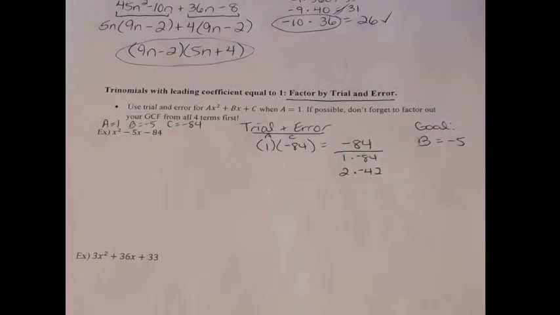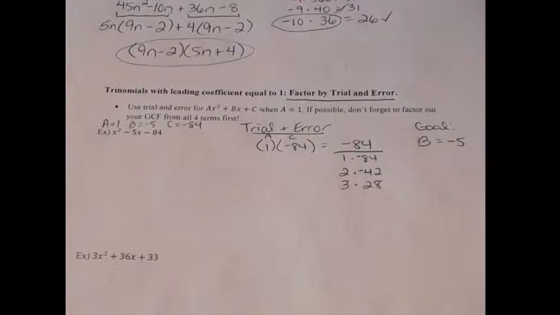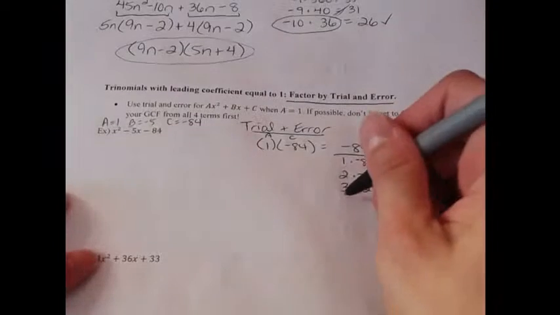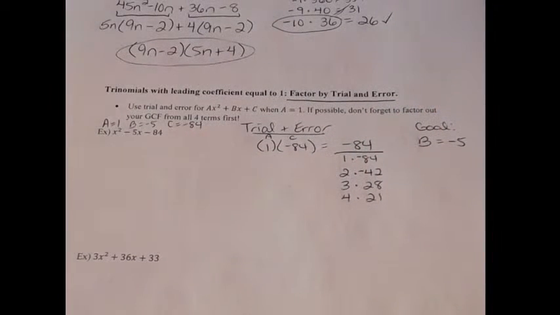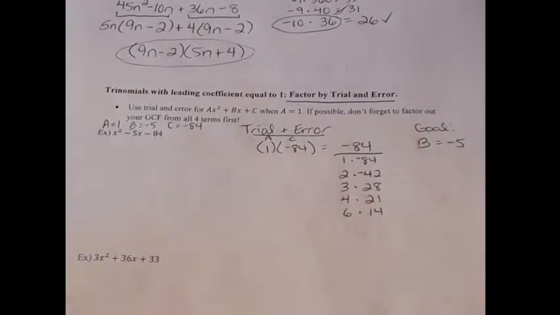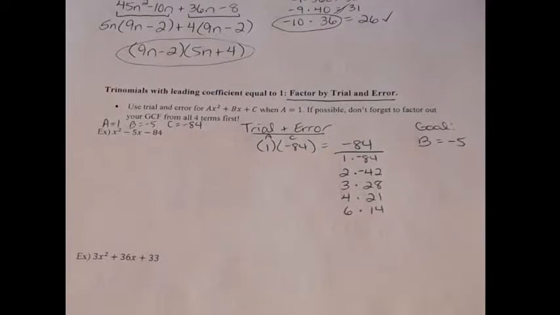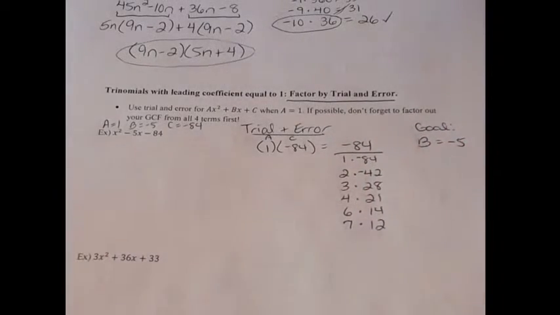And then we can do 84 divided by 3. That's 3 and 28. We're getting there. 84 divided by 4. That's going to give us 4 and 21. We're almost there. Let's try 6. 84 divided by 6. That's going to give us 6 and 14. And then let's try 8. 84 divided by 8, nope, that won't work. So we've got 6 and 14. Aha. So we have 7 and 12. Very nice. So we're going to stop right there.